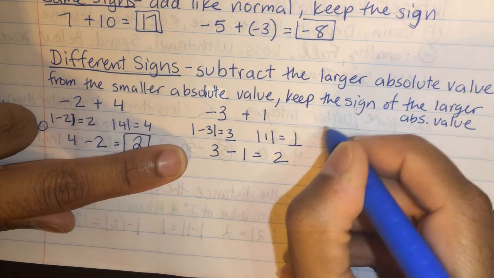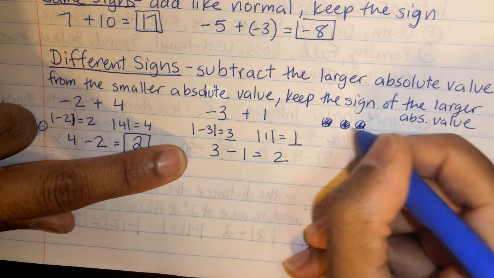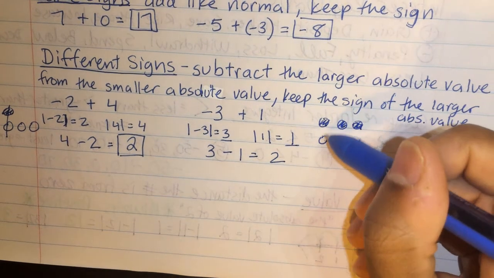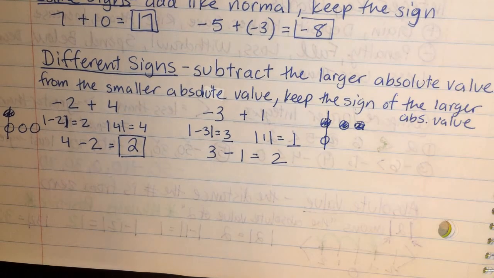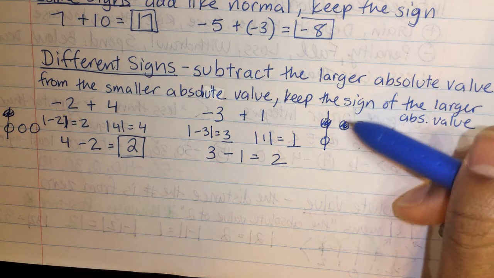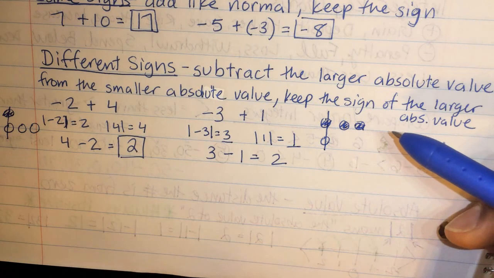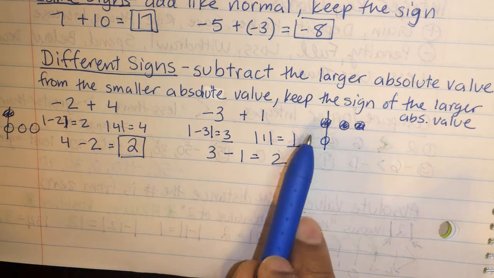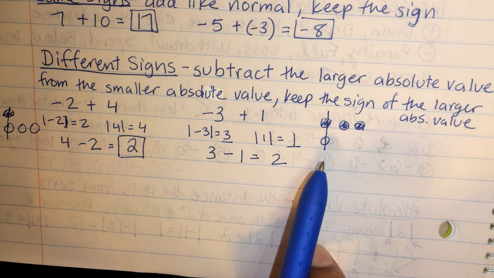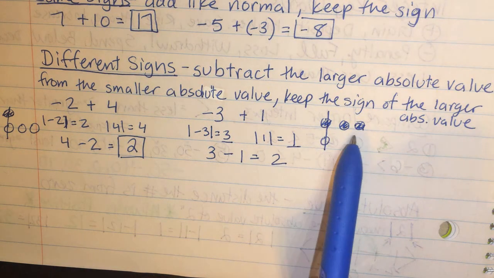Now, Issa, let's look at if I did it with my counters. Okay, so I have -3 and positive 1, right? I would get a 0 pair over here. Those cancel out. So what would be left over, Issa? Would that be a positive 2 or a negative 2? Negative 2. So that's why we did subtraction, right? Because I took my bigger absolute value minus my smaller absolute value. So I took 3 and subtracted 1, and I got left over with 2.